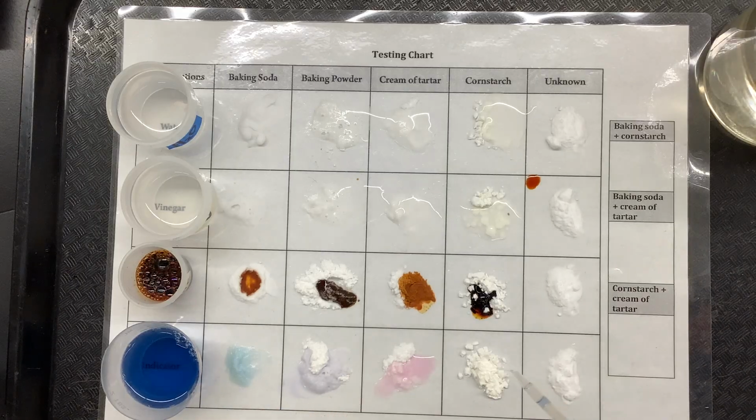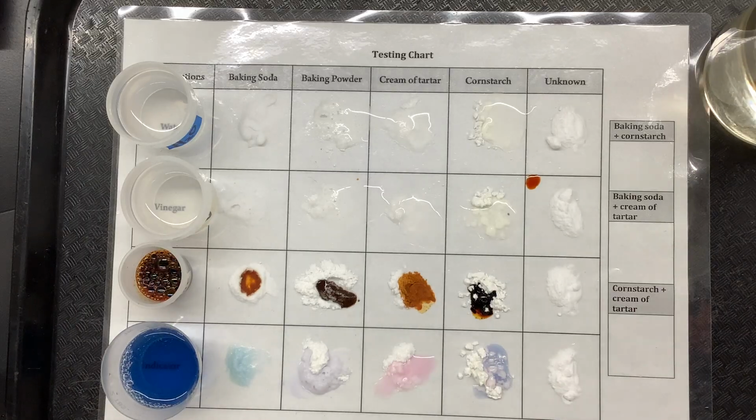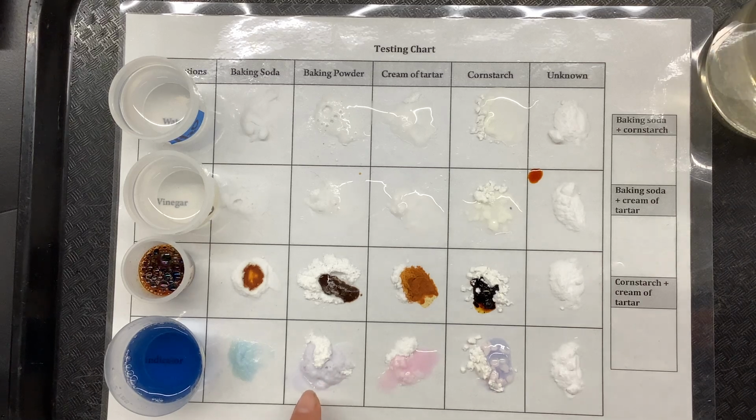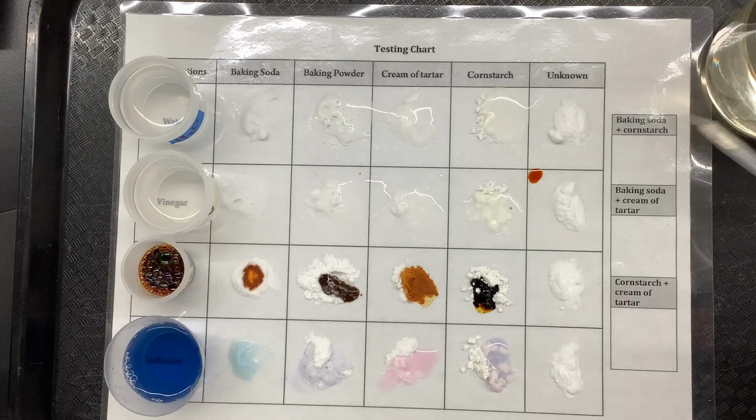Indicator and cornstarch. Ooh, that's like a dark color blue. Cool. That's pretty. Or like, oh, now it's kind of dark purple. Dark purple, I'd say. No bubbles forming though. There's bubbles forming here though with the baking powder. That looks like bubbles forming right there. Bubbles forming in baking powder in the indicator. Baking powder, very reactive.